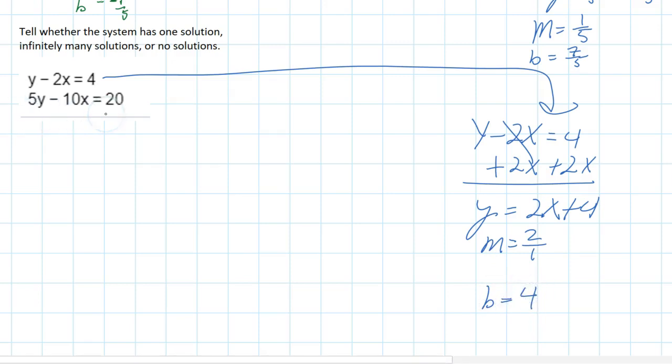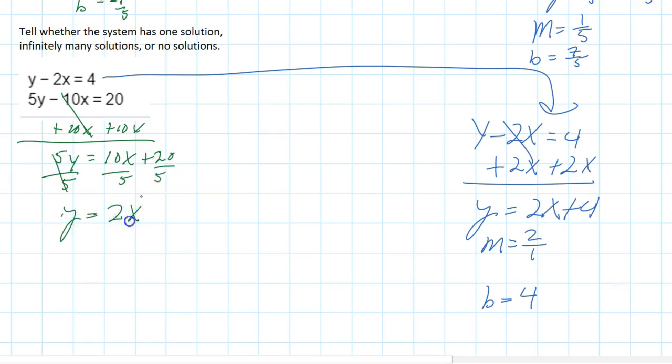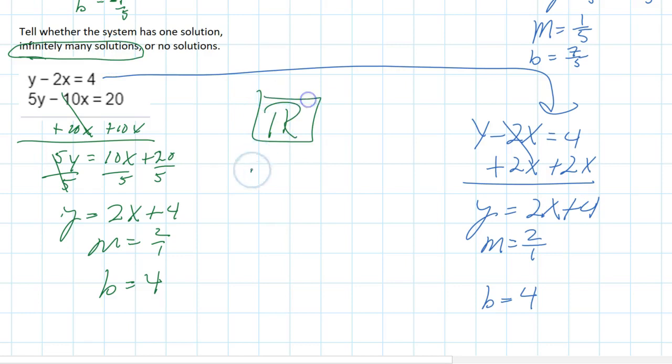Do it again with the green problem. We added the 10x to the other side, which gave us 5y is equal to 10x plus 20. Then we need to divide both sides by 5, which gives us y is equal to 2x plus 4. M is equal to 2 over 1, and our y-intercept is equal to 4. So this is consistent, dependent, and has infinitely many solutions. Another way of writing infinitely many solutions is to say all real numbers.